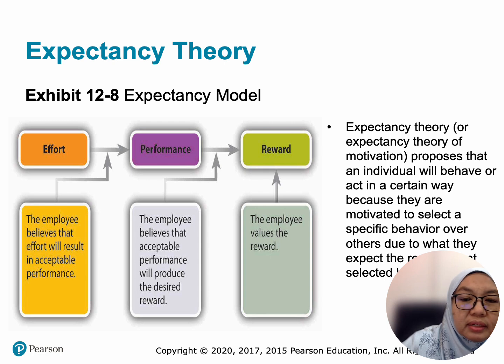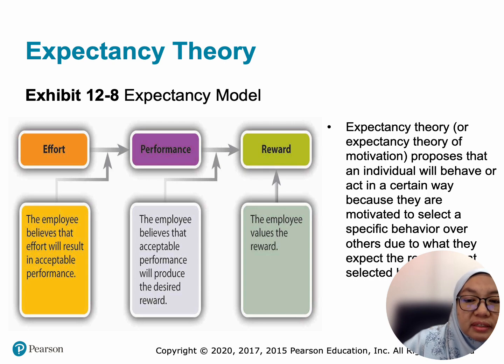And the second one is instrumentality, or the performance-to-reward linkage, which is the degree to which the individual believes that performing at a particular level is instrumental to attaining the desired outcome. So when they perform, of course, they expect a reward. So the third one is valence, or attractiveness of reward.